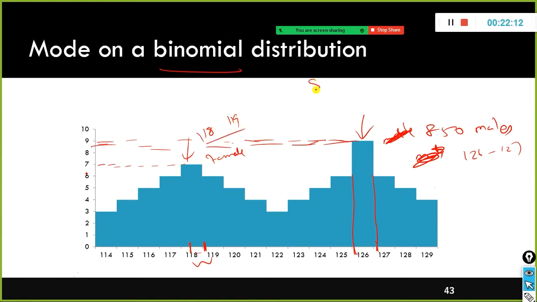Let's say you are running a shoe factory. You are manufacturing shoes. Now you tell me, in which size of shoes would you produce more for both male and female? Did you understand my question? Which size of the shoe will you produce more for male and female?